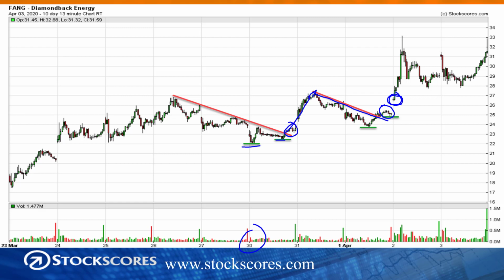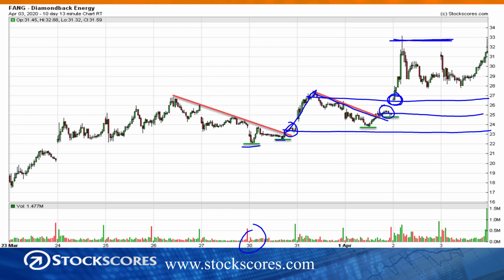Now, it doesn't look like a lot, but keep in mind that's a move from $23 to $27. That's what, 17, 18% in less than a day. And then here from a little over $25, peaking out at 33, more appropriately probably in around 31, 32. It's a big percentage move again.